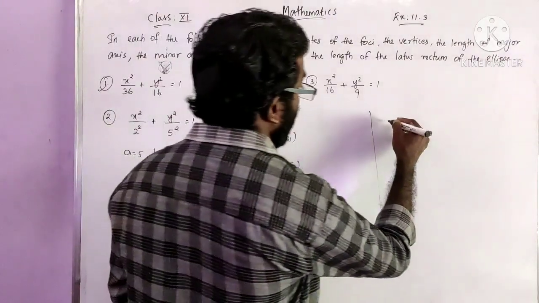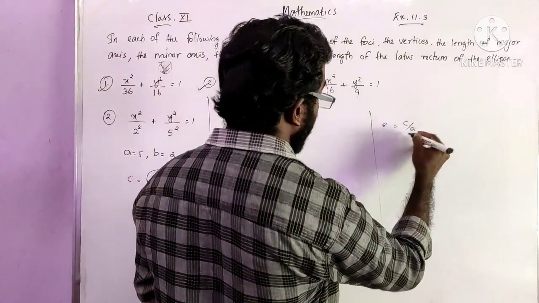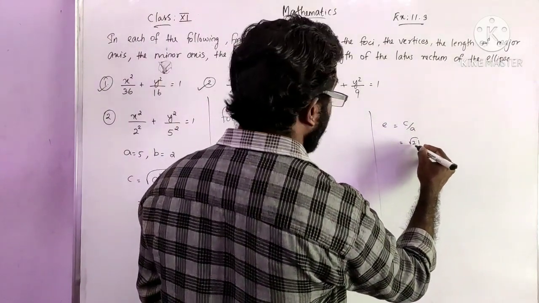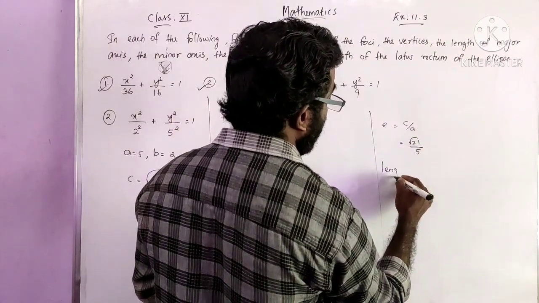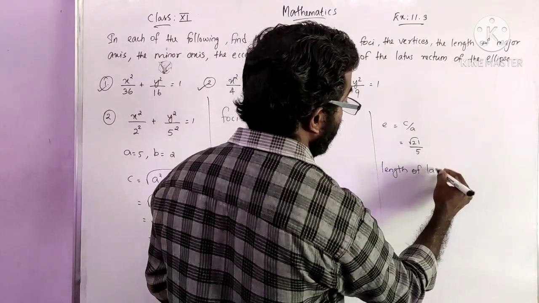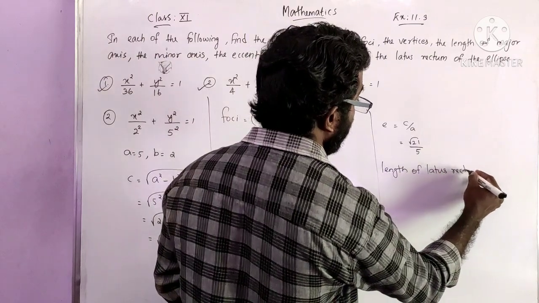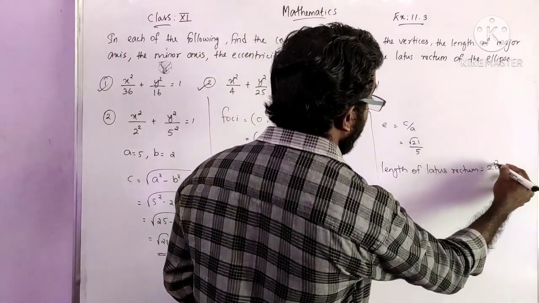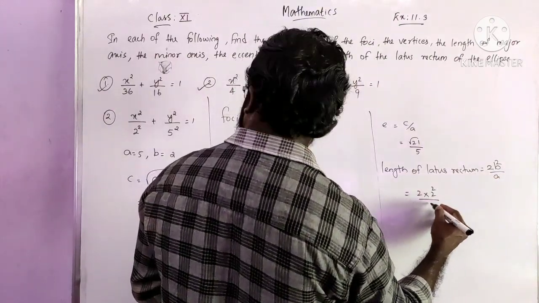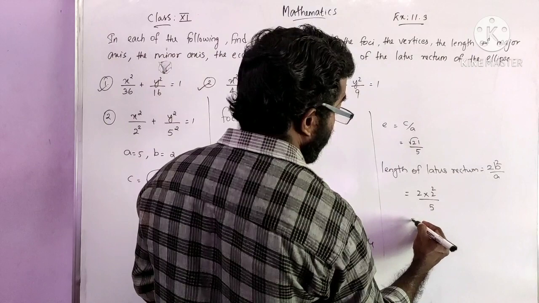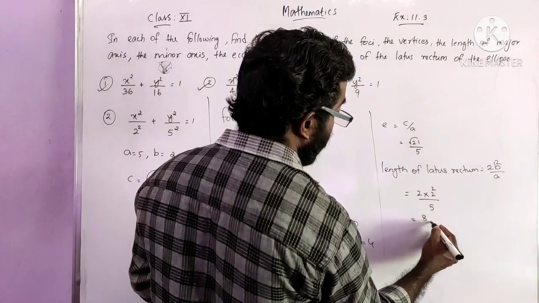Then eccentricity e is equal to c by a, which is equal to root 21 divided by 5. Then length of latus rectum, 2b square divided by a. Here 2 into 2 square divided by 5, that is 8 by 5.